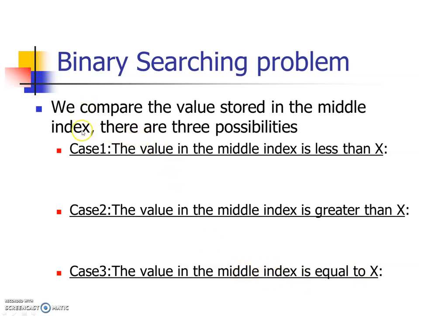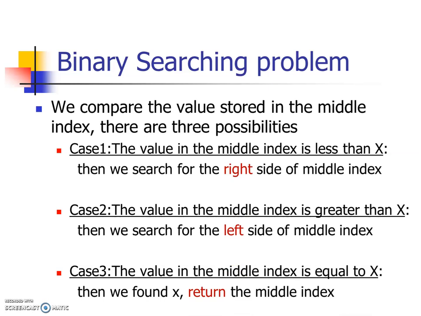Of course, looking at this slide, you understand this is an if-else-if problem. Once we have found out this scenario, if the value in the middle index is less than x, then we search the right side of the middle index. If the value in the middle index is greater than x, now we know that we need to search the left side, because x is less than the middle value. If it is not greater, not less, then we found it. So all we need to do is return the middle index.